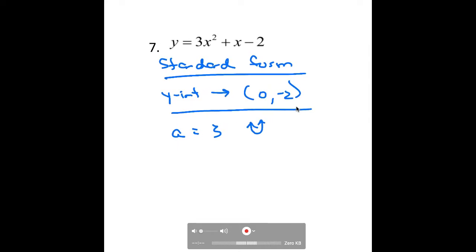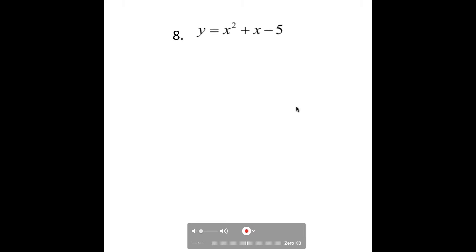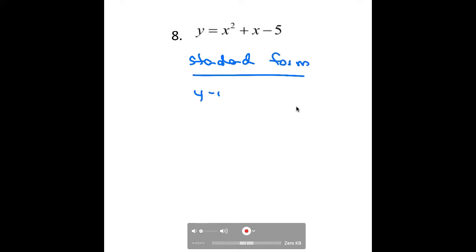Okay, let's take a look at number 8. What do we have? Standard form. Y-intercept is? And A is 1, which means it's going to open up and be the same. Thanks, Terry.